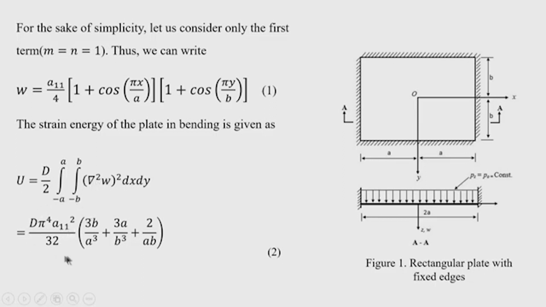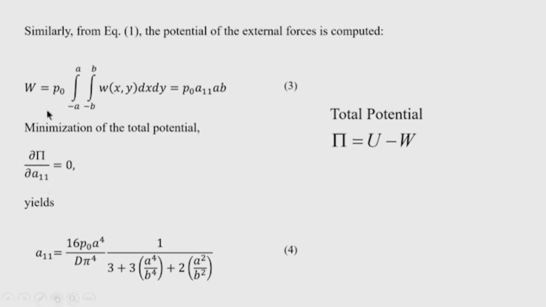So, that A11 square term is appearing in the strain energy expression, which is required, because we will differentiate this strain energy expression after finding the total potential. Now, let us calculate the work done by the external load. Suppose the load is P naught, which has uniform intensity over the plate area. So, P naught I am taking outside the integral sign, and then integration is carried out with the product of W x y.